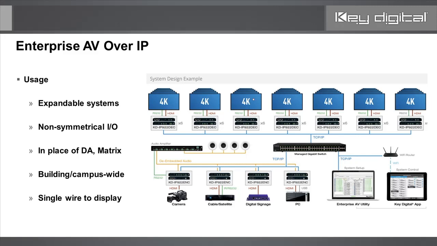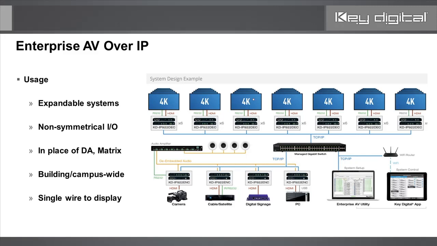When they have a non-symmetrical input-output, so this is very different from the world of traditional video matrices where you have 4x4, 8x8, 16x16, etc. You go with our Enterprise AV over IP if you have a severely non-symmetrical input-output configuration. Take a look at this system design example where we have 42 displays on the top of the design and only 4 sources. Would be a prime example for using Enterprise AV over IP.